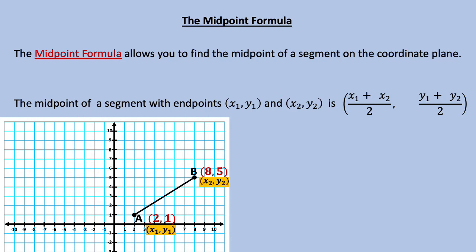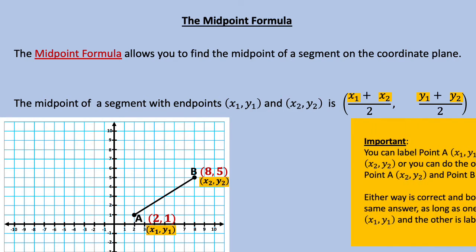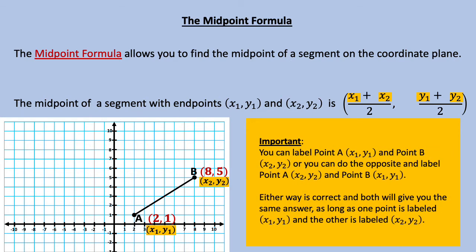Now that we have both of those points labeled as x1, y1 and x2, y2, we're going to substitute those values into the formula. One important thing to take note of is that you could label point A x1, y1 and point B x2, y2 as I did, or you could do the opposite and label point A x2, y2 and point B x1, y1. Either way is correct and both will give you the same answer as long as one point is labeled x1, y1 and the other is labeled x2, y2.